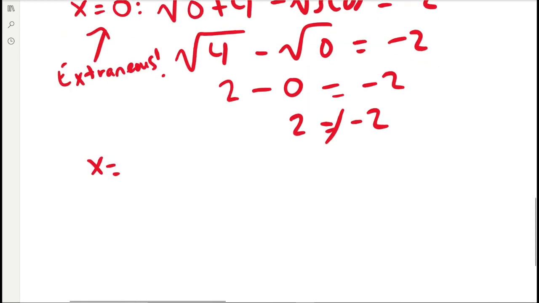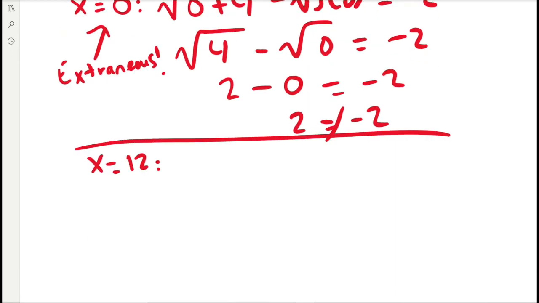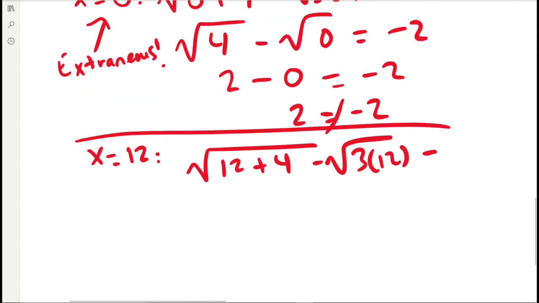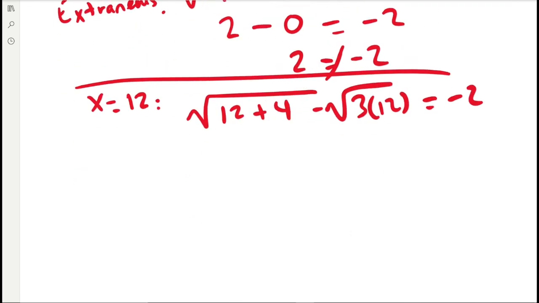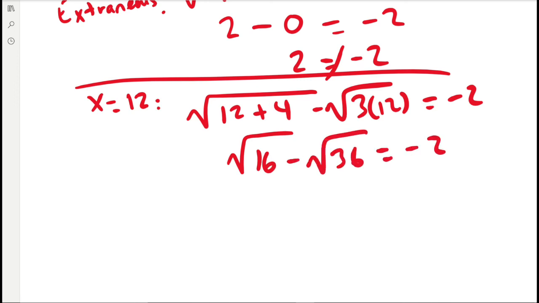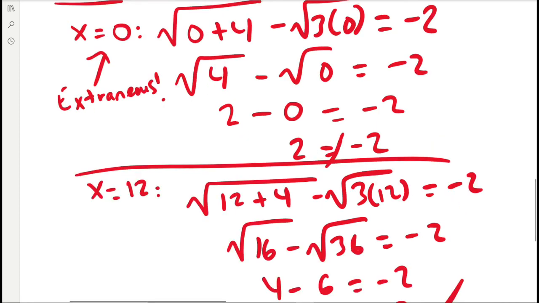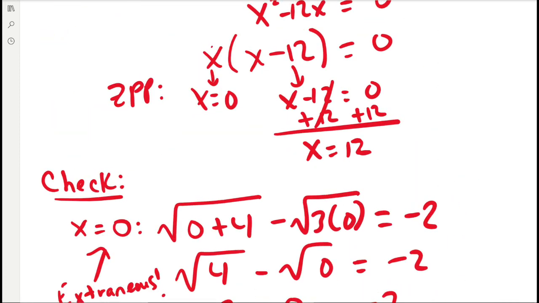The next solution is 12. So we get the square root of x plus 4 minus square root of 3x equals negative 2. So we got the square root of 16 minus square root of 36 equals negative 2. The square root of 16 is 4. Square root of 36 is 6. So this checks out. Negative 2 equals negative 2. So it looks like we have one solution only. So we're going to cross this out. This is our final solution.